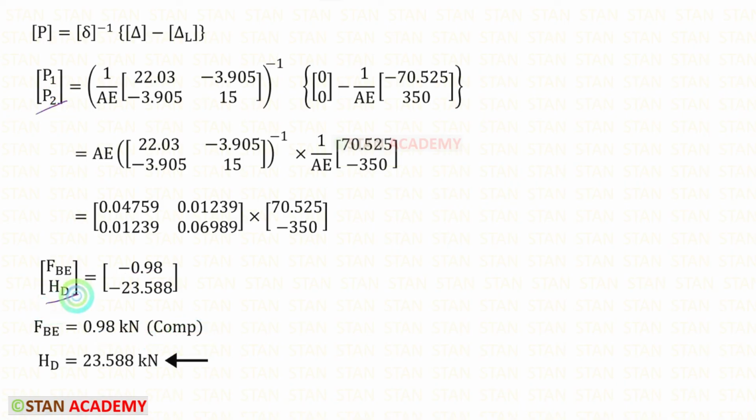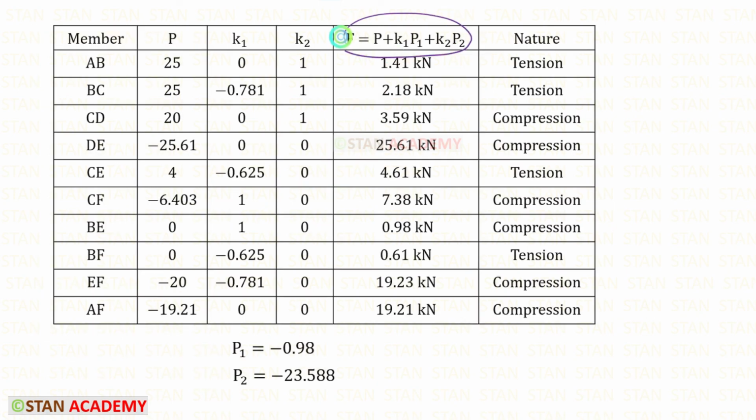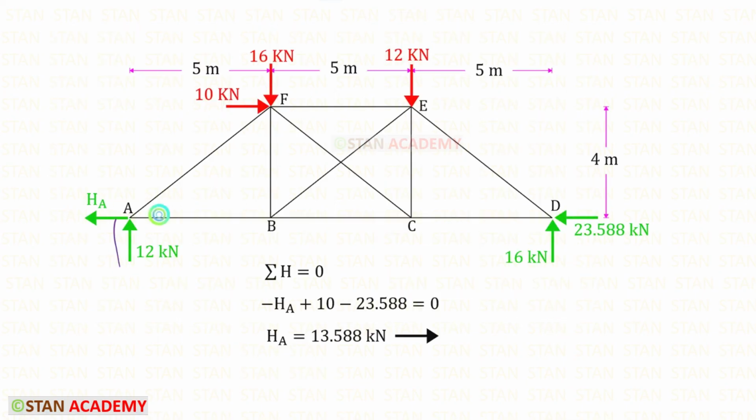P2 is HD. For HD also we have got a negative value. We assumed that HD would be acting towards the right side, but the assumption is incorrect. It is actually acting towards the left side. Using this formula, we can find the member forces in all of the members. If you got positive values, that means the nature of the members is tension. And if you got a negative value, the nature of the members is compressive. No need to find the vertical reactions. It is same as the vertical reactions which we have calculated in the released structure.